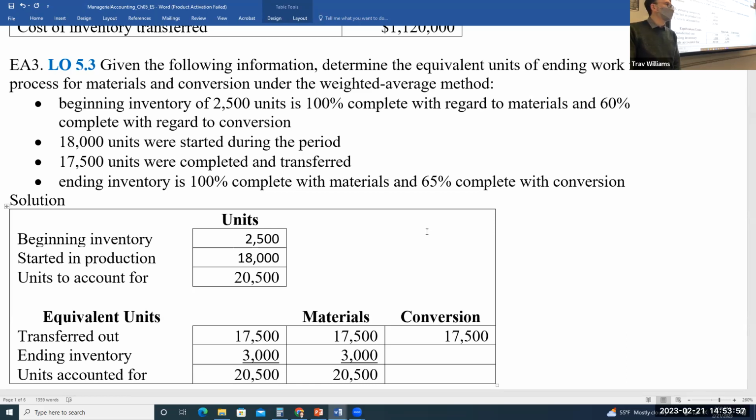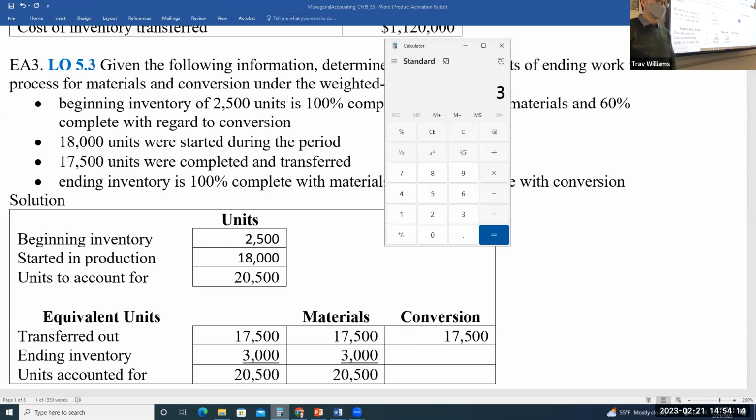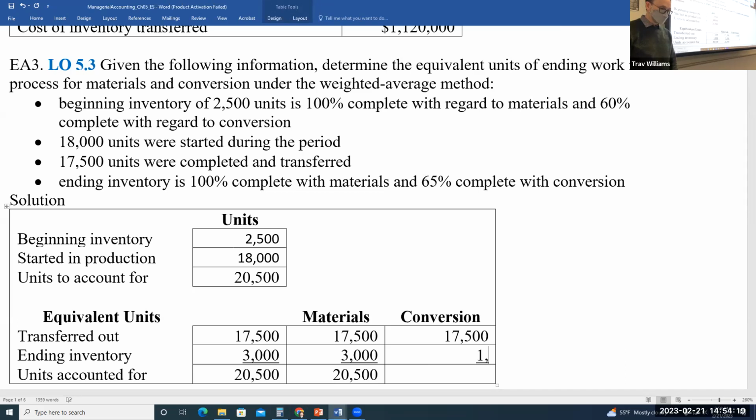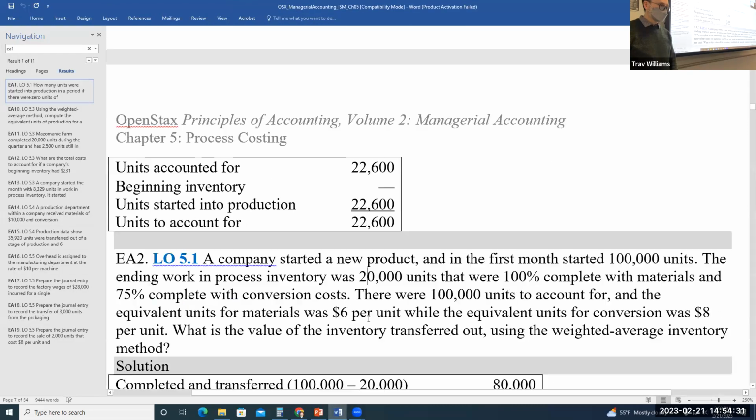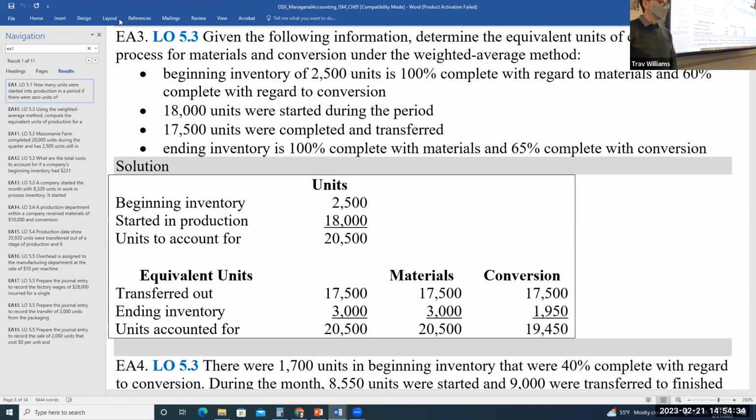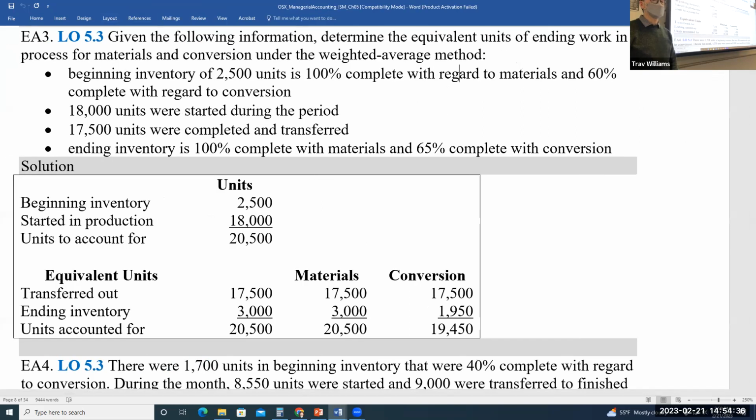Okay, and then how do we get our equivalent units for conversion in ending inventory? Exactly. Adrian said we take our 3,000 units of ending inventory. They're 65% complete, so we multiply. We get 1,950. Okay, add them together. Did I do that right? 19,450. Okay. Questions?